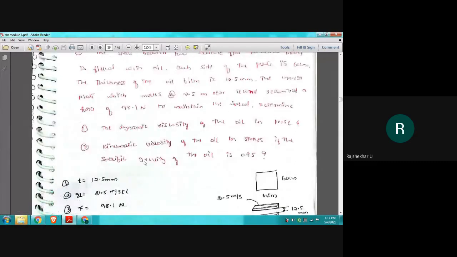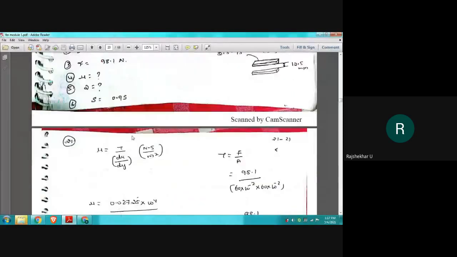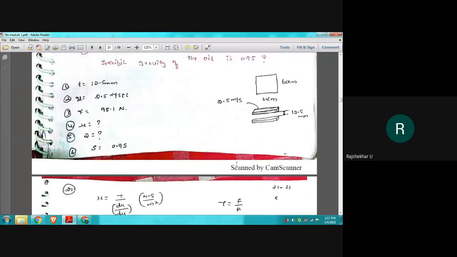So again, we can use the equation tau is equals to mu into du by dy. We should know that tau is not given directly. Tau is given indirectly. Okay, so this is the formula we can use. Tau is equals to F by A. So we know the force applied. How about the area? Area, it is mentioned.